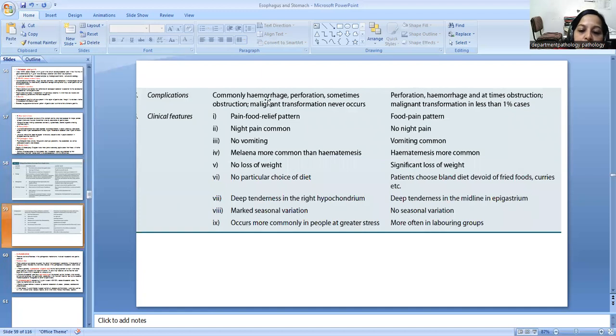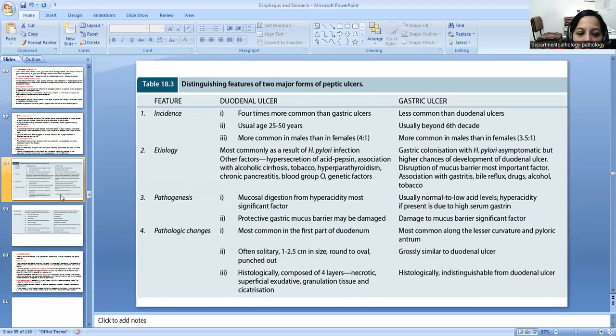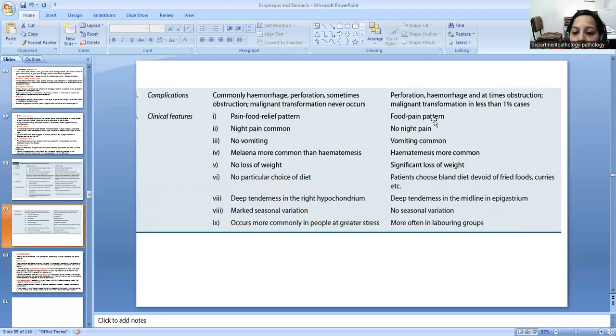The complications may be hemorrhage and perforation here, and the clinical features are pain with a food-relief pattern, whereas in gastric ulcer it is the food-pain pattern. Night pain is common here. Melena is more common than hematemesis, whereas in gastric ulcer, hematemesis is more common. So in duodenal ulcer, melena is more common. There is deep tenderness in the right hypochondrium, whereas there is deep tenderness in the midline and epigastrium in gastric ulcer.